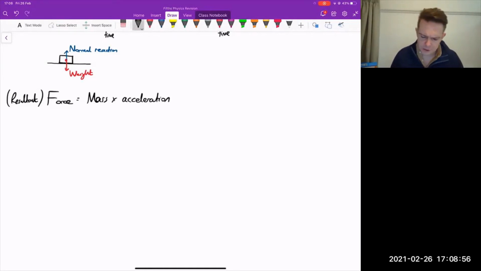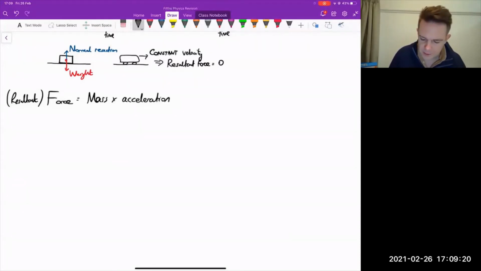That's also true of objects moving at a constant speed. So you need to be very familiar and comfortable with the fact that constant velocity, right? So constant velocity implies that the forces are balanced, right? So resultant force is 0.